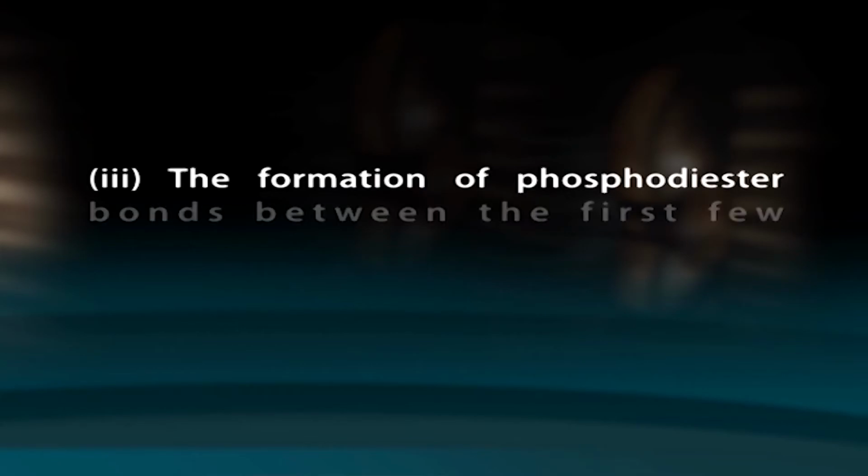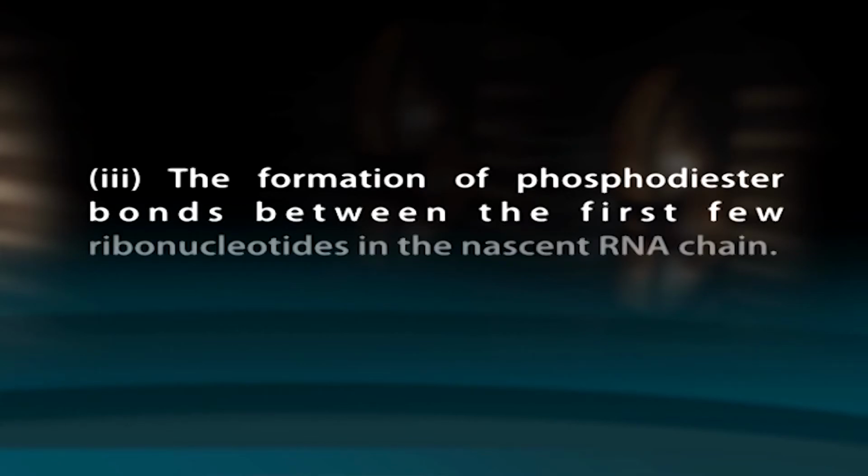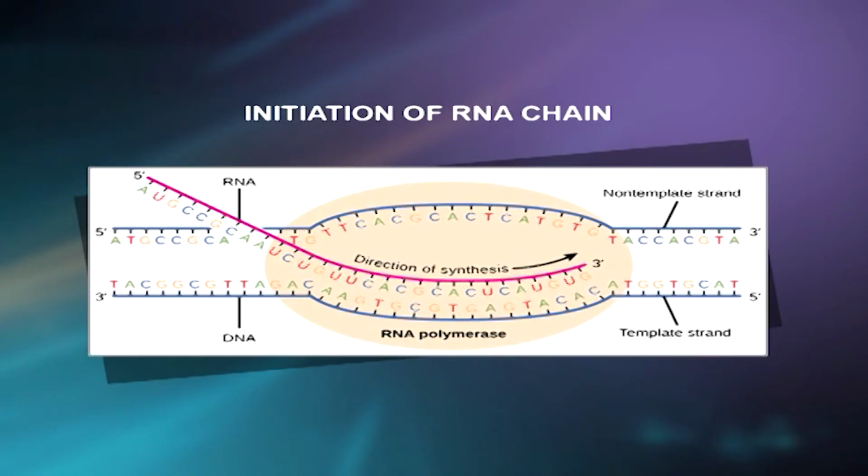Finally, the formation of phosphodiester bonds between the first few ribonucleotides in the nascent RNA chain takes place. After unwinding the DNA double helix, only one of the 2 strands is copied. This is achieved by incorporation of nucleotides initially without movement of RNA polymerase enzyme, leading to the formation of RNA chain up to 9 bases in length.